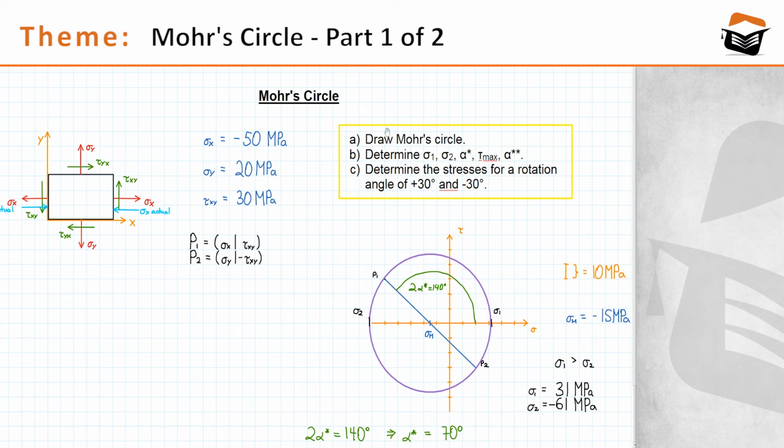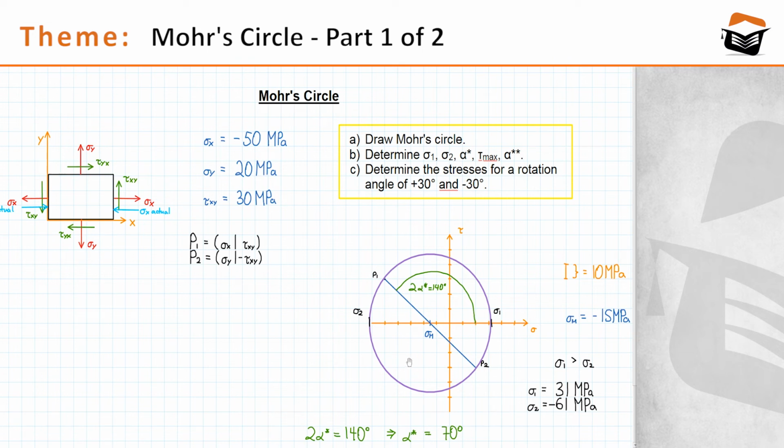If the location of point P1 is above the sigma axis, as is the case here, you measure the angle between the sigma axis and the line connecting sigma m and P1 counterclockwise, as done here, and the angle value is then positive. If the location of P1 is below the sigma axis, the angle between the sigma axis and the line sigma m to P1 is going to be clockwise, and the corresponding angle will be negative.